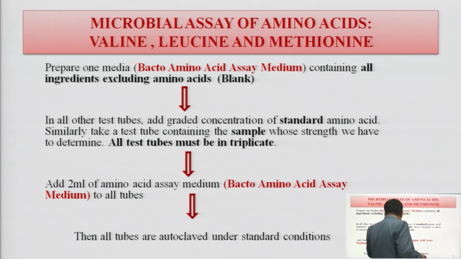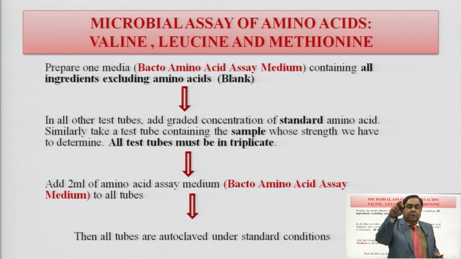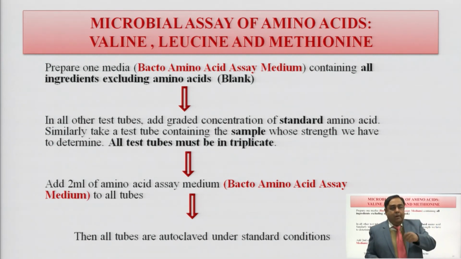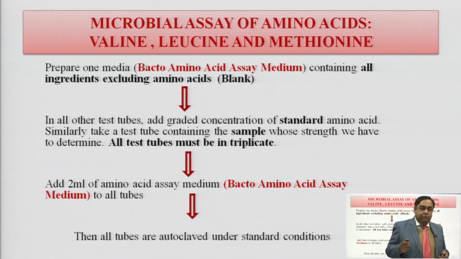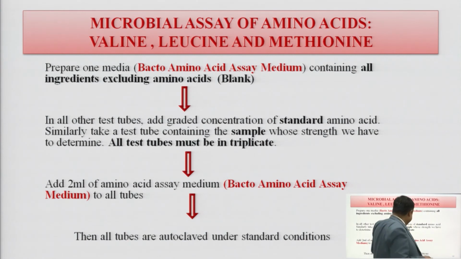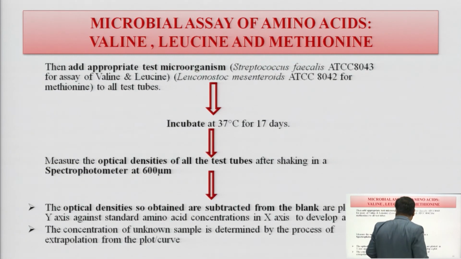And then we have to add 2 ml of amino acid media, which you are calling the Bacto amino acid media, to all the test tubes. So, what we have done? We have added in the test tubes either standard or the sample, and to all the test tubes we have added 2 ml of the Bacto amino acid assay media. And then all these test tubes are autoclaved under standard conditions.